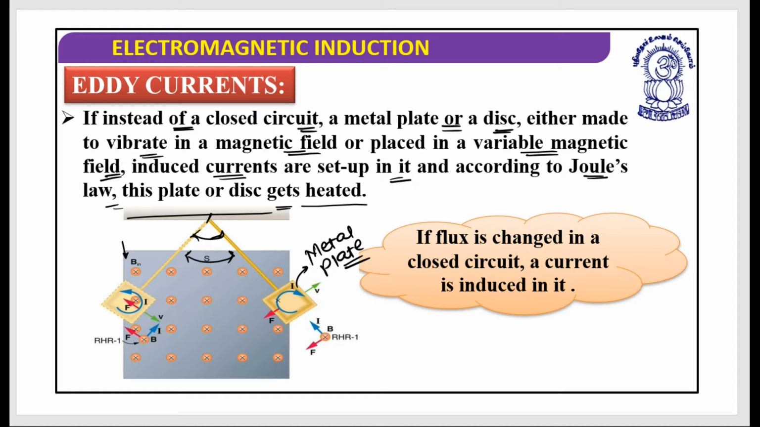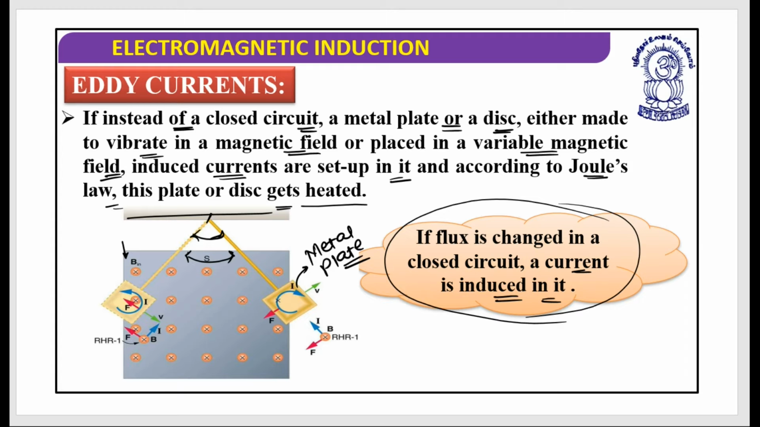When it oscillates in this magnetic field, what we understand is that flux is changing, and if flux is changed in a closed circuit, a current is induced in it. Now one of the questions is how the flux is changing. If a fixed magnetic field is there, how is the flux changing?